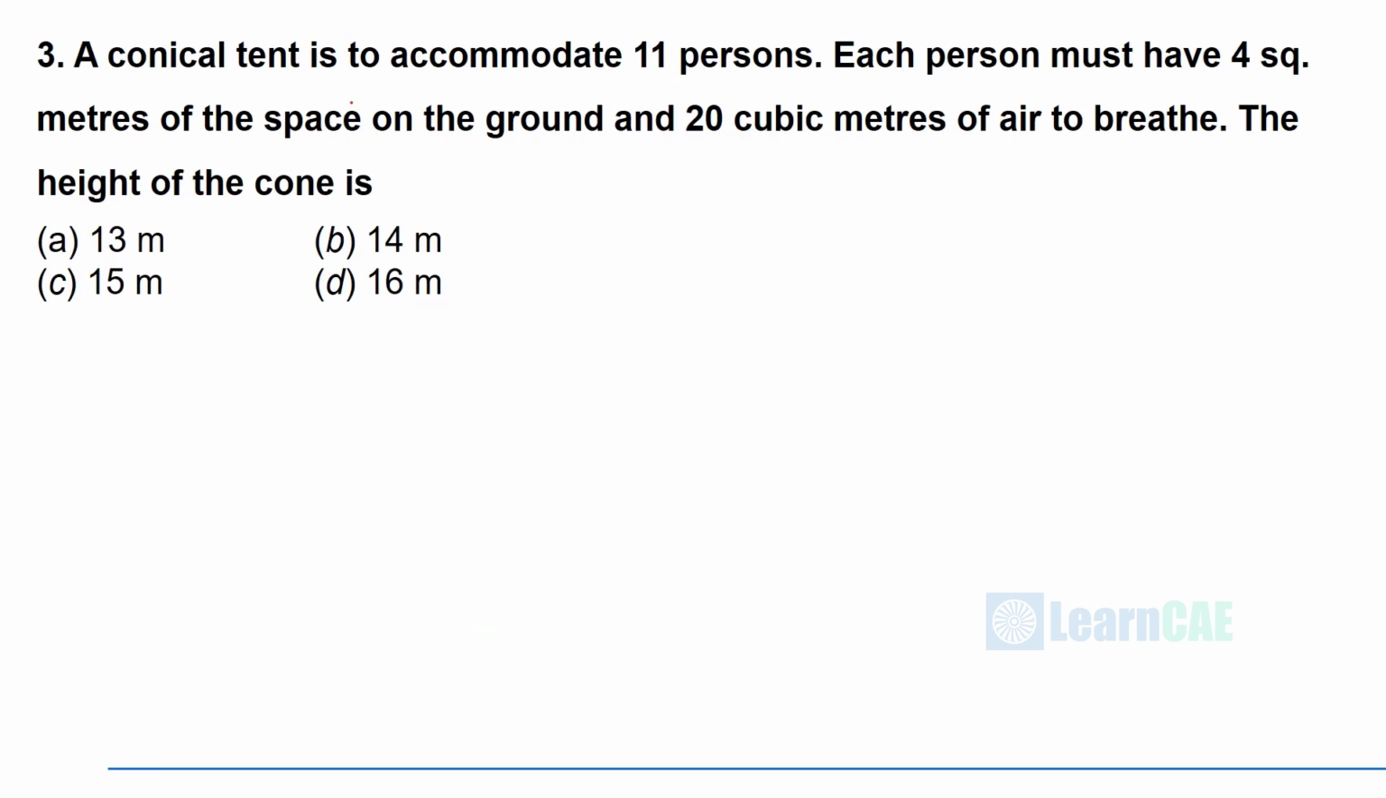Next question. A conical tent is to accommodate 11 persons. Each person must have 4 square meters of space on the ground and 20 cubic meters of air to breathe. The height of the cone is. There are 11 persons here and each person should have 4 square meters of space on the ground. Okay, let us draw the cone. The base area is pi r square, which is nothing but 11 persons into 4 square meters, because each person is occupying 4 square meter on the space.